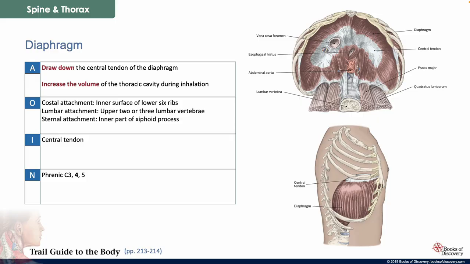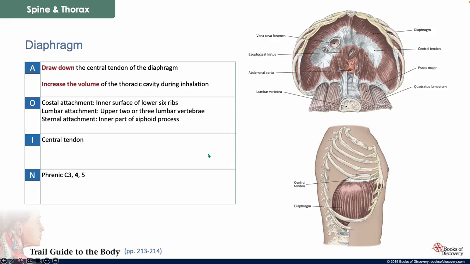The diaphragm. Let's talk about this fun guy. The action of the diaphragm is to help you breathe. So it draws down the central tendon, and it increases the volume of your lungs. So you take a deep breath in, and it allows for space, right? It flattens when it contracts, allowing you to literally expand at 360 degrees, and then it'll shove back up, and everything will kind of depress. So the diaphragm is used for breathing.